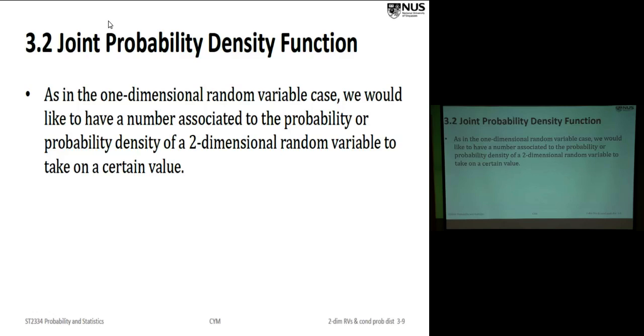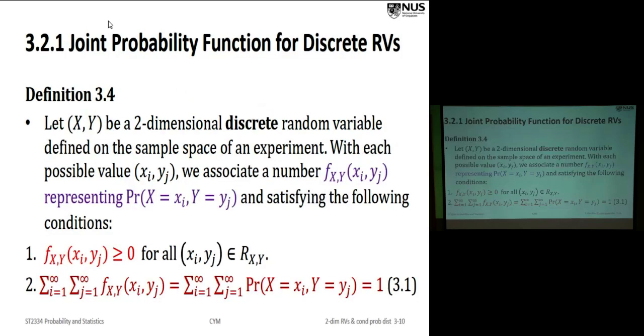So, as in the one-dimensional random variable case, you can have a number associated with the probability or probability density that a two-dimensional random variable takes on a certain value. And so there is exactly that notion. We start with the notion of a joint probability mass function for discrete random variables. So we start at the beginning. We take X and Y. They're two-dimensional discrete random variables, defined on the sample space of the experiment. This is what we have seen already. It's just a pair of random variables.